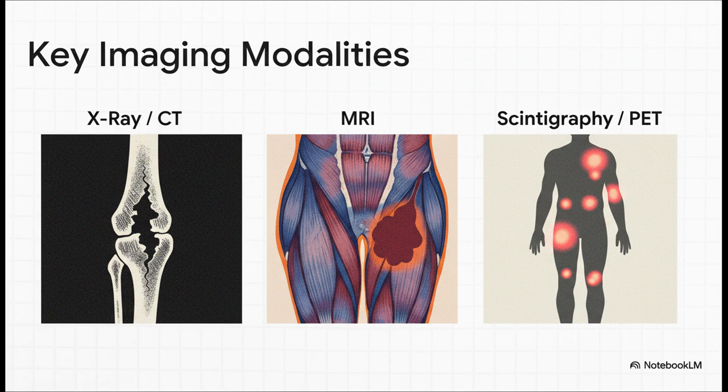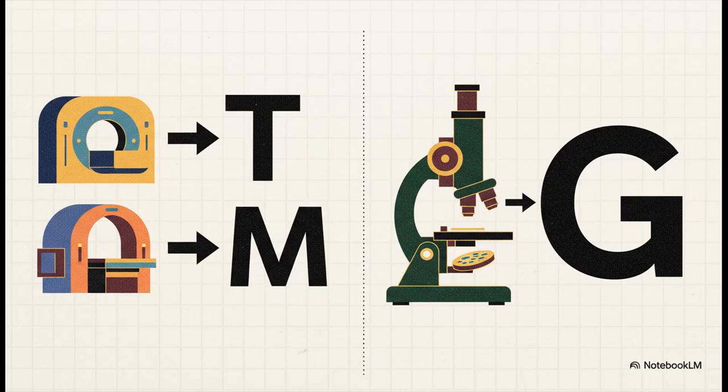That's how we hunt for the M stage. And listen, this is a point I really want to drive home. Imaging is fantastic for defining the tumor's anatomical footprint, the T and the M, but it absolutely cannot tell you the grade. Only a pathologist looking at an actual tissue sample under a microscope can give you that definitive G.